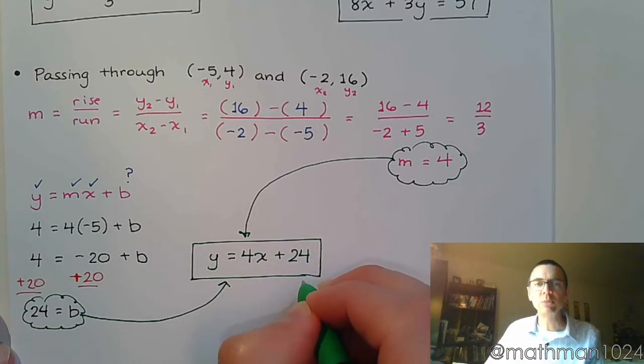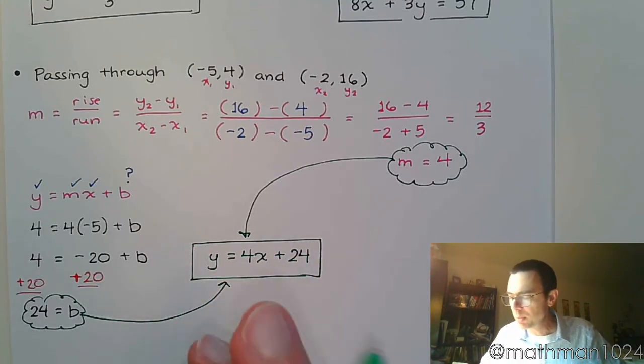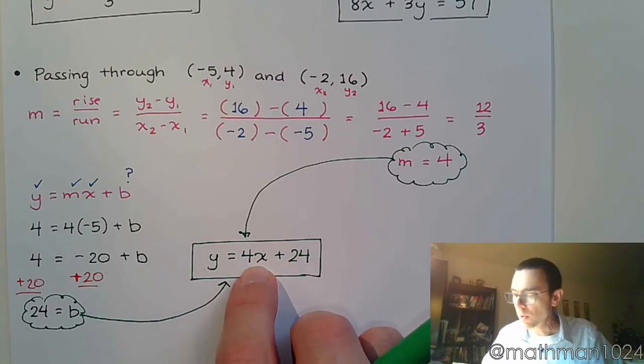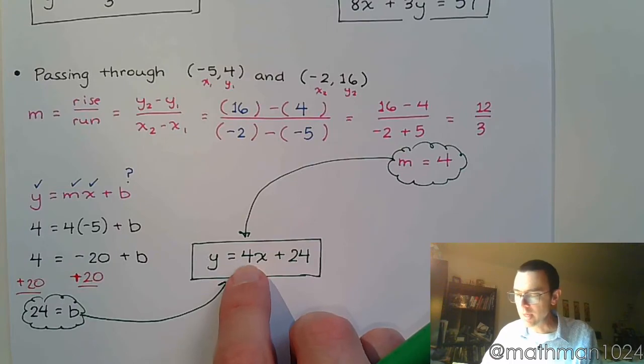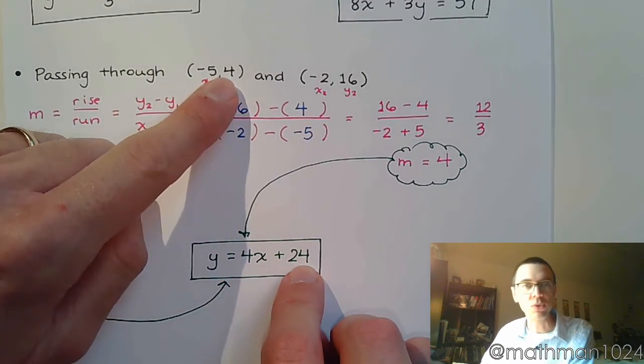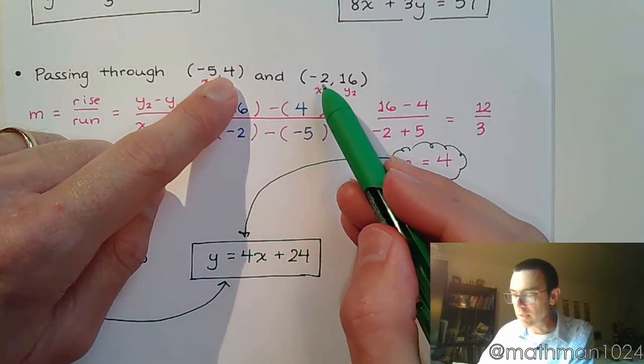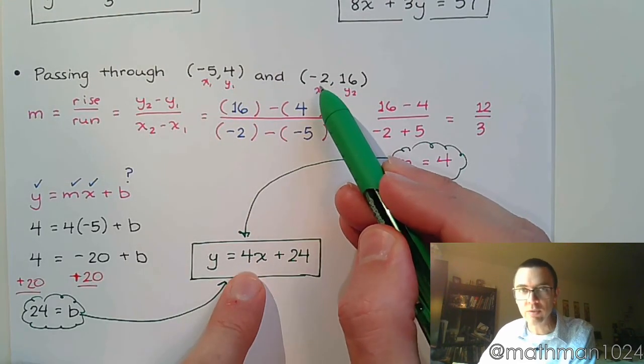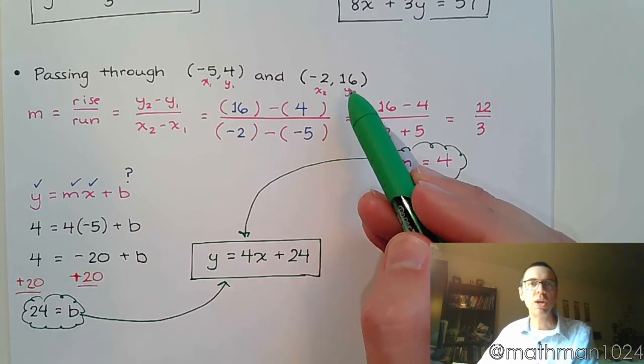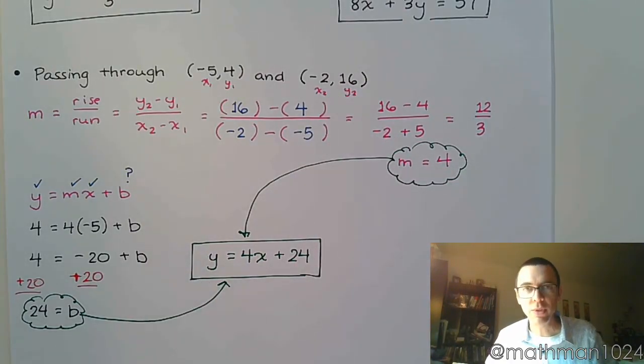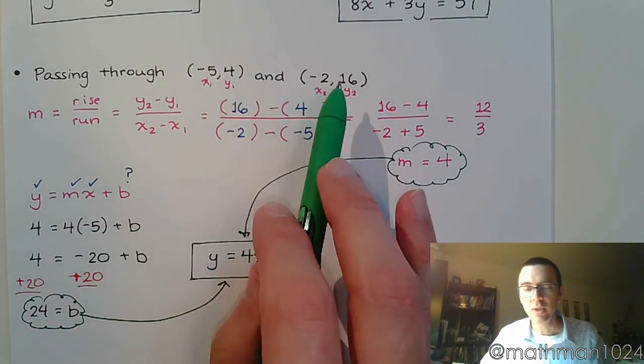And it's also a pretty simple task to check your work. If you plug in negative 5 here, 4 times negative 5 is negative 20. Negative 20 plus 24 gives you positive 4, so that guy checks out. Plug in negative 2. So 4 times negative 2 is negative 8. Negative 8 plus 24 is 16. Everything checks out, so this is going to be the equation of the line that goes through these 2 points.